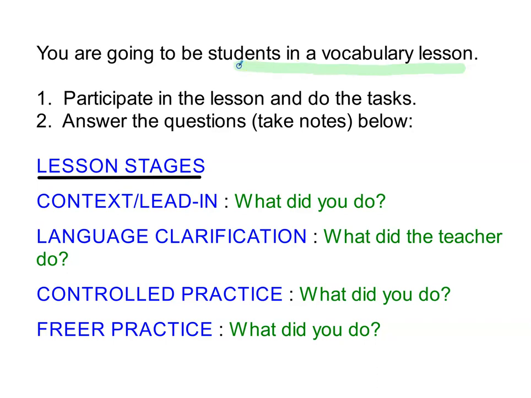Now, we should tell them that they are going to be students in a vocabulary lesson. We need to warn them, all right? We need to tell them what they need to think about as they participate in the vocabulary lesson. So for example, we could say, you're going to participate in the lesson as students, and you need to do the tasks below. You need to answer these questions. For each stage, what did you do? Or for language clarification, what did the teacher do?